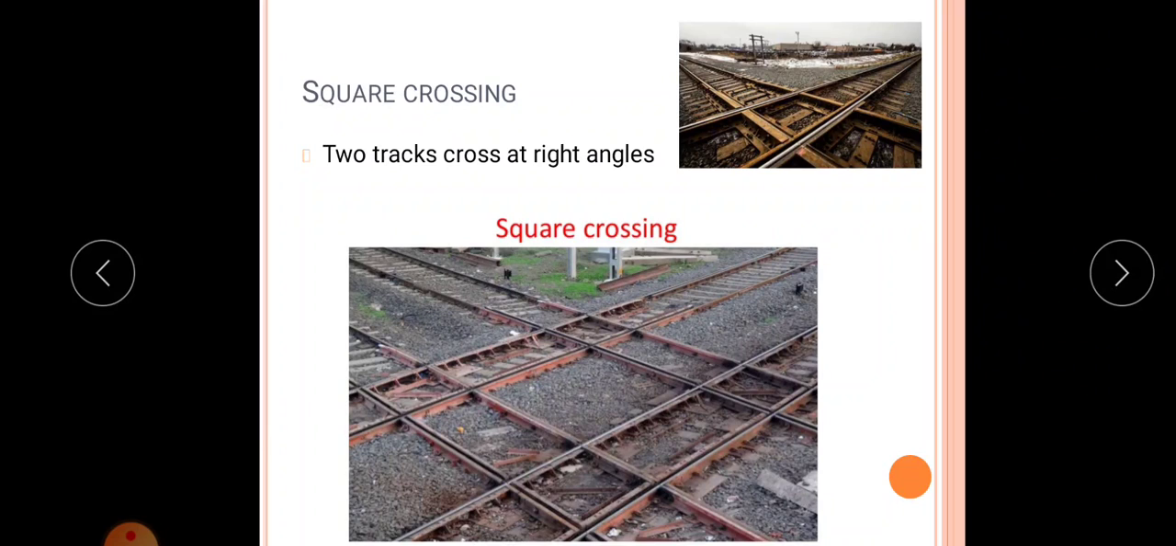So these are the components of a turnout. A turnout mainly consists of points or switches and crossing. We have discussed the different components or elements of points and of crossing. In exams, if you are asked to explain the different components of points or crossing, you should draw that figure, mark the different components and explain.